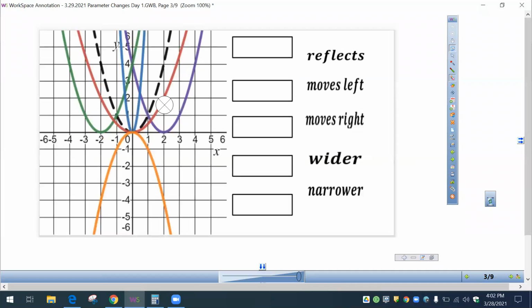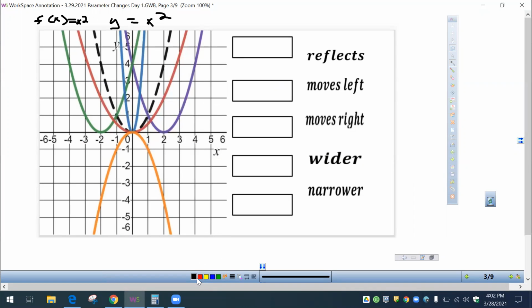On the next one, we're going to talk about parameter changes today. This dotted line is the parent function. So in black, that is y equals x squared. You are always going to graph that, or you're going to graph x equals x squared. Those mean the same exact thing. So this dotted line just means the parent function.